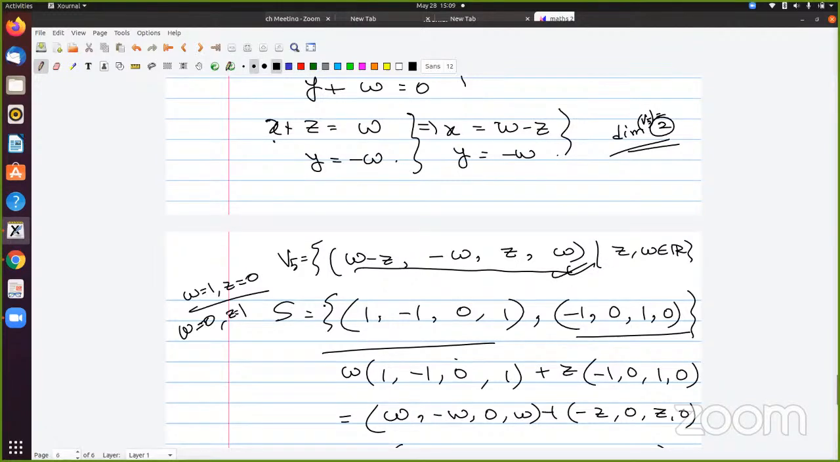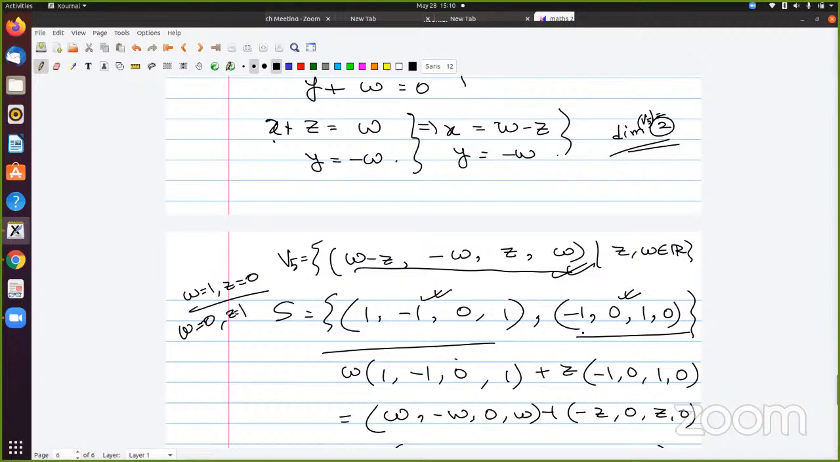Okay. Now what you have to do? There are two independent variables, right? W and Z. Yes, sir. Correct? So the process is basically to put 1 at one independent variable and 0 in the other. First I put W as 1 and Z as 0, and I get this first vector. Similarly, put 0 in place of W and 1 in place of Z, you will get the second vector. And these two elements will form a basis.